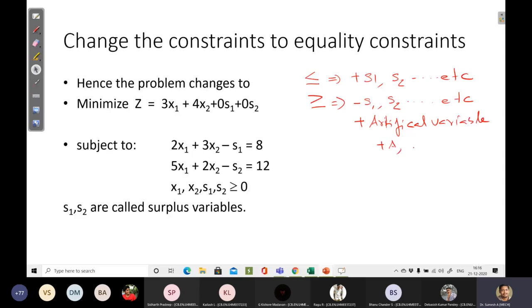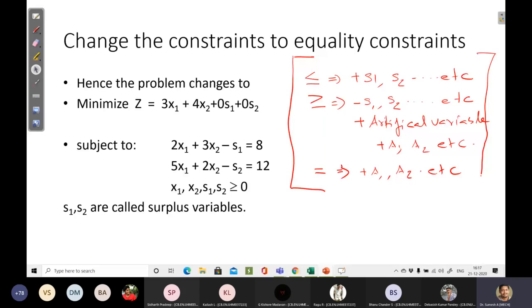Okay, and if your constraint has an equal-to sign, you need to add plus a1, a2, etc. So this is a rule, a thumb rule, a minimized rule which you have to follow in all the standard conversions of the problem. It is not at all related to your objective function. It is related to your constraints. How your constraint is, accordingly you need to add.